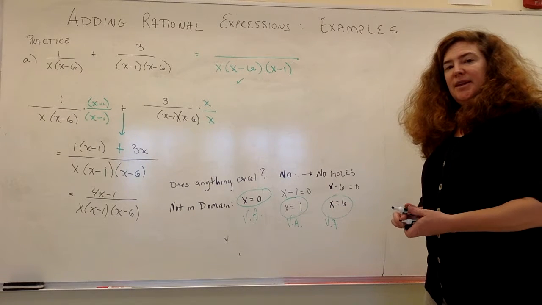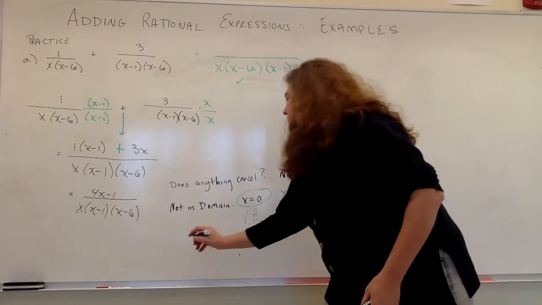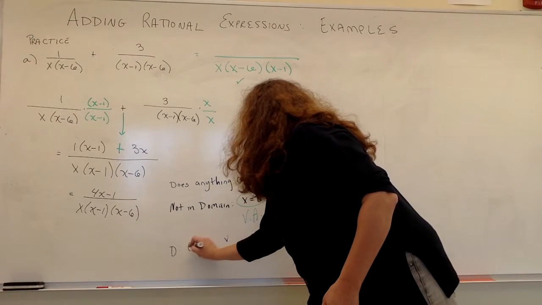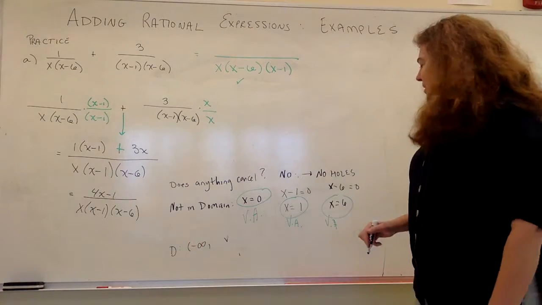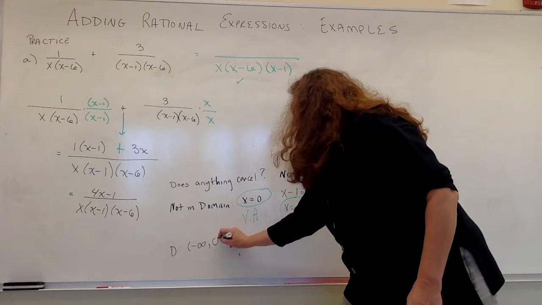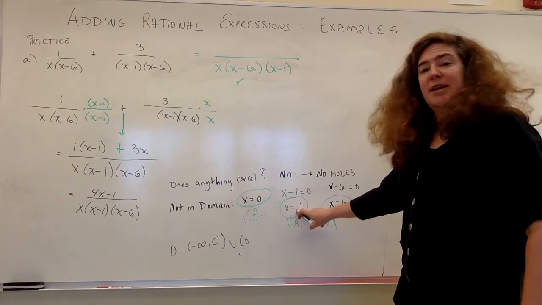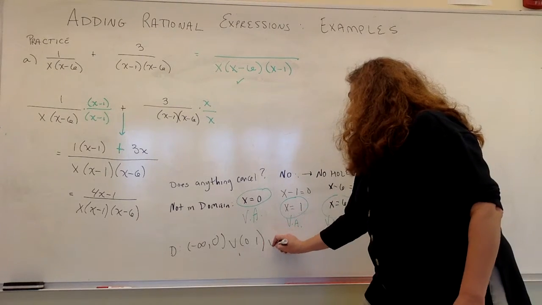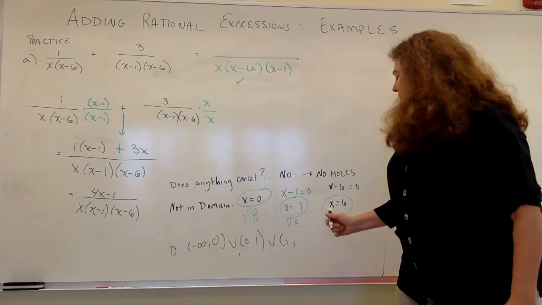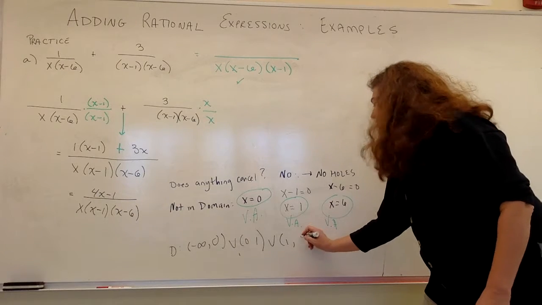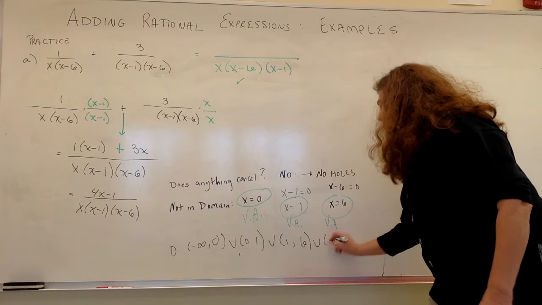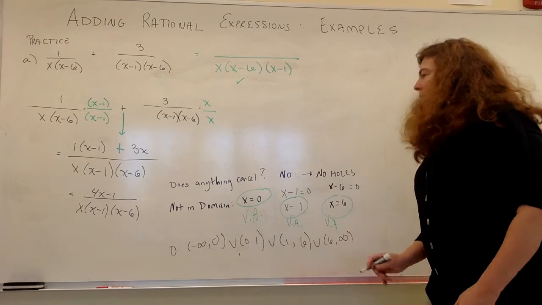Okay? And lastly, I'll write my domain. So starting with negative infinity, the first problem that I hit is 0. Jump over the 0. Next problem I hit is 1. Jump over the 1. Next problem I hit is 6. Jump over the 6. And go all the way to infinity.